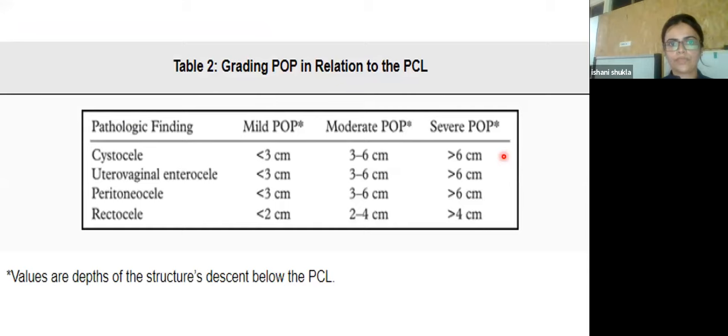Of pelvic organ prolapse, it follows a rule of three for anterior and middle compartments, and in rectocele it is less than 2, 2 to 4, and more than 4.